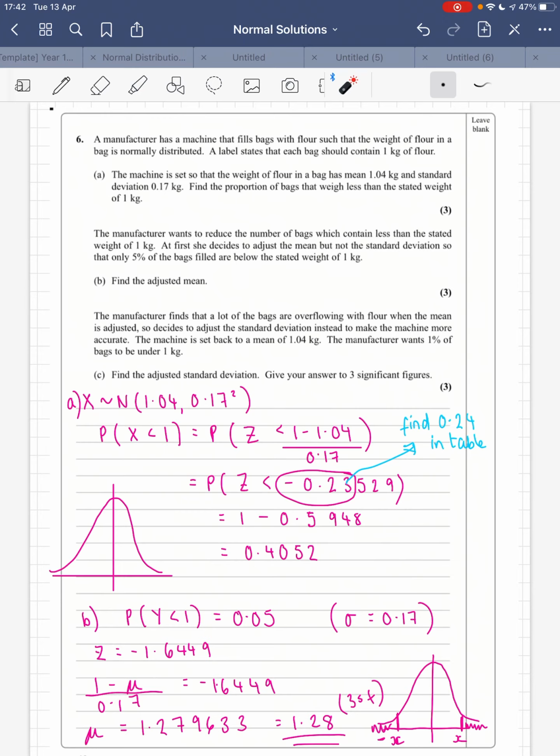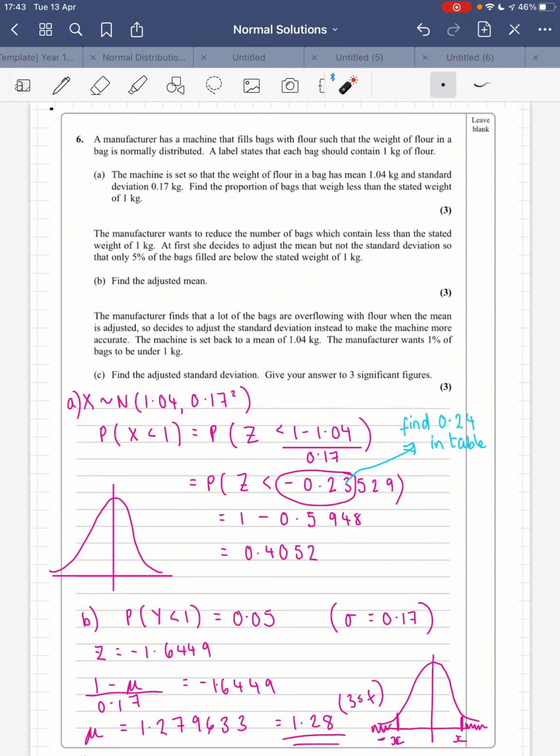To do that, using the tables, we need to code our data so that we can use a standard normal distribution to work out the probability. So we take our value of X, subtract the mean and divide by the standard deviation, which is what I've done there, which gives me my value of Z, which is negative 0.23529. Our values of Z in the table are only to 2 decimal places, so we do need to round that. So we're finding 0.24 in the table.